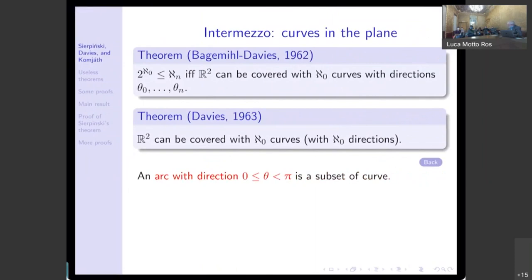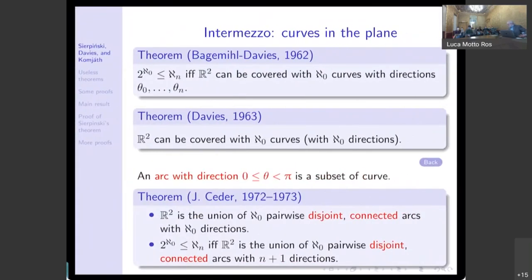So if we want to go one step further, what's an arc? An arc is just a subset of a curve. So it's a curve, a function that's not defined everywhere. It's a partial function, the graph of a partial function. An arc with direction theta is a subset of a curve with obviously the same direction. No, really it's just crazy. Jack Theta proved that R2 is linear, no, pairwise disjoint, connected arcs.